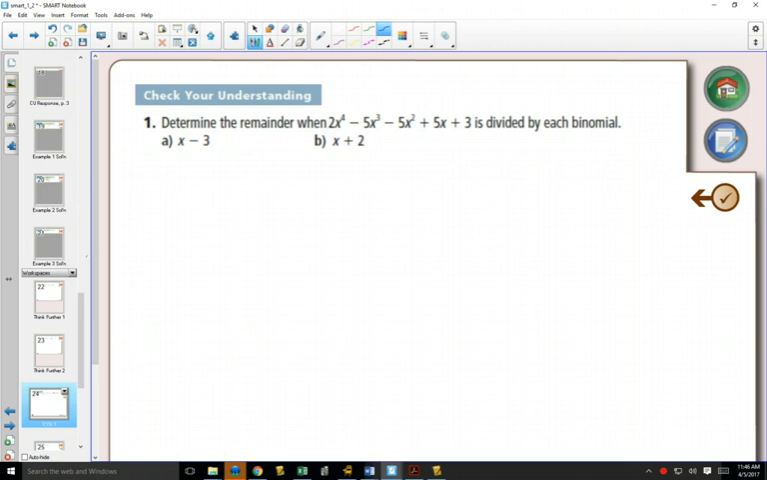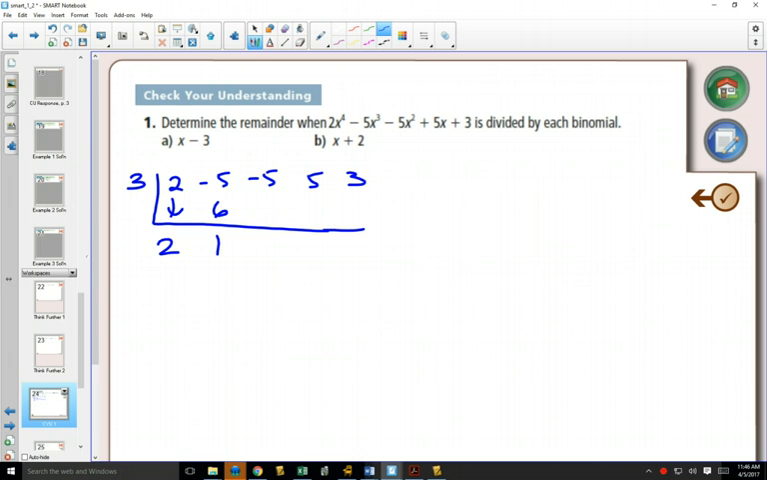So if I was doing synthetic division, I would set this up as 2, -5, -5, 5, 3. Dividing by x minus 3, I put a positive 3 out there. And I have to go through the whole synthetic division to find out that the remainder is 0. How long did that take? Not very long. I could also figure that out using the remainder theorem.